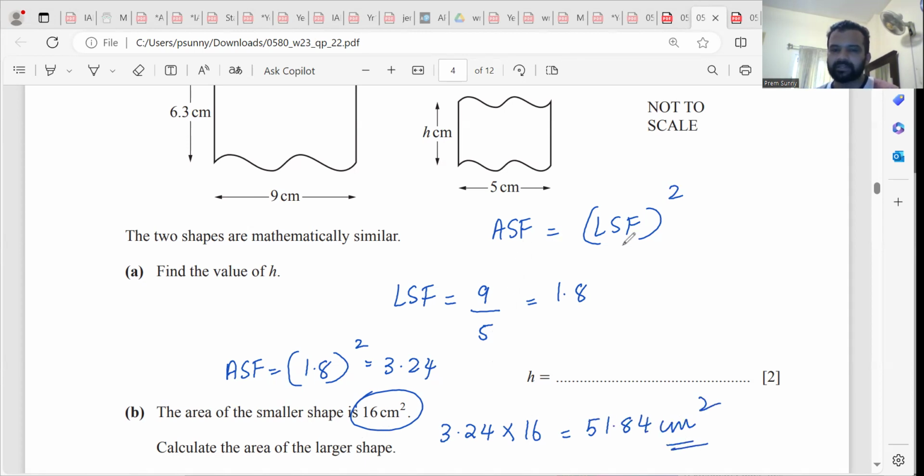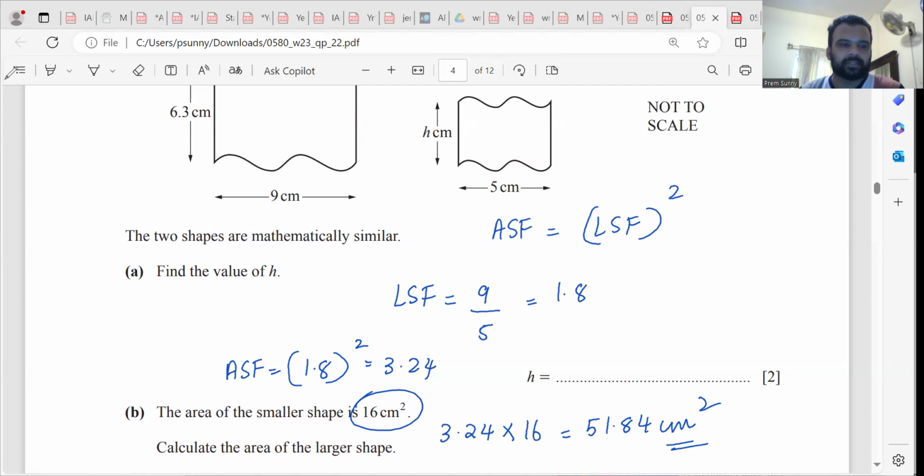Once again, to find the area scale factor, it is the linear scale factor, the whole squared. How do we find the linear scale factor? Take two corresponding sides. Since we want the area of the larger shape, you put the side of the larger shape in the numerator, divided by the corresponding side of the smaller shape.